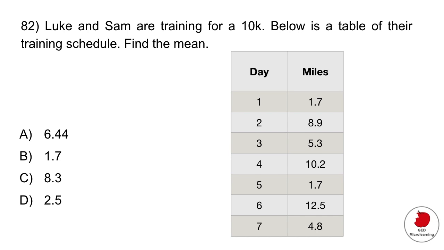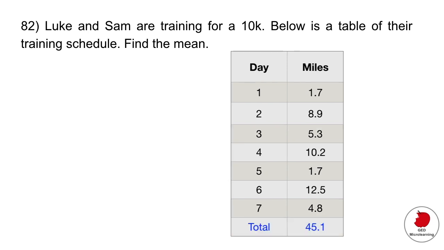Luke and Sam are training for a 10K. Below is a table of their training schedule. Find the mean. Okay, so mean, median, and mode and range, very common questions on the statistics portion. So in order to find the mean or the average, what you would do is just add everything up, right? So the number of miles, and then all you have to do is divide it by the number of days.